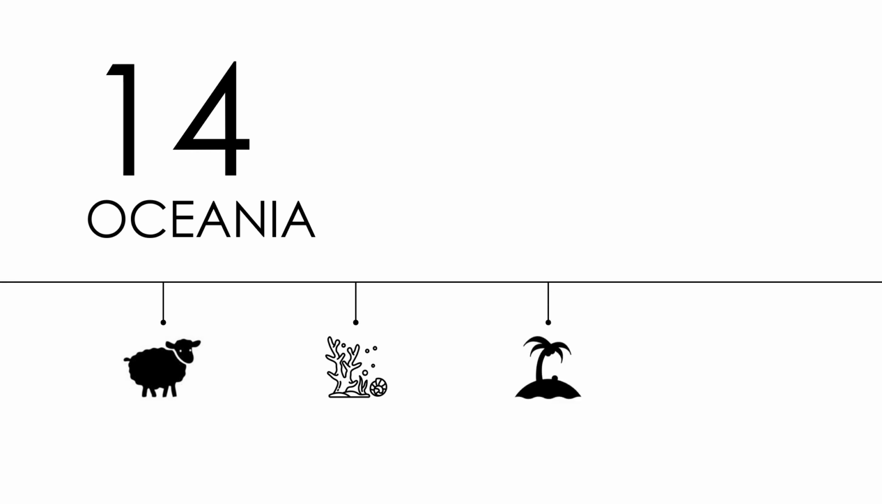The last region we are going to look at is Oceania. This region consists of 14 countries and most of them are located in the southern hemisphere. There are more sheep than people in Oceania. The largest coral reef system in the world, the Great Barrier Reef, is situated off the northern coast of Australia. Oceania is home to the world's largest sand island, and Oceania is famous for being the largest producer of the world's precious opal.